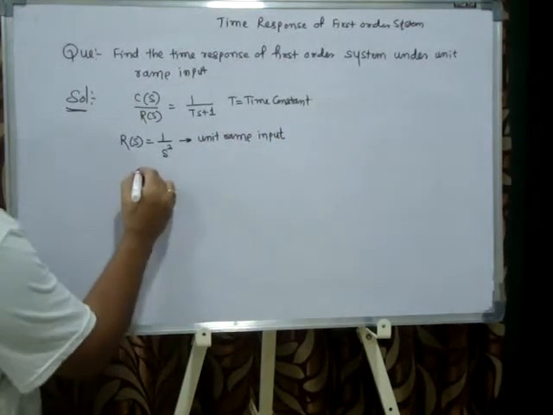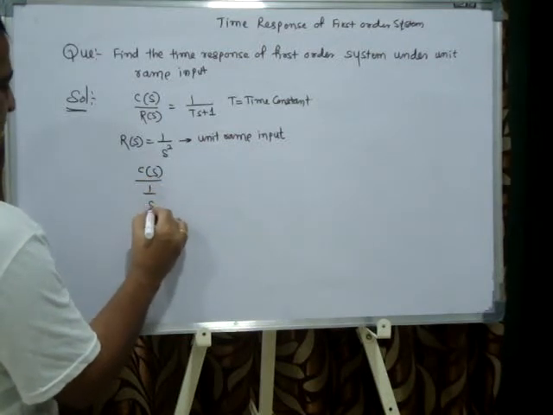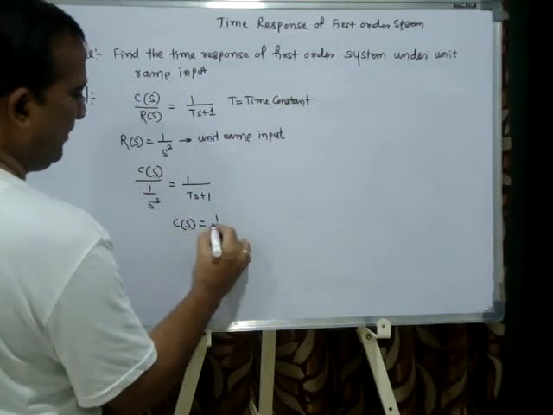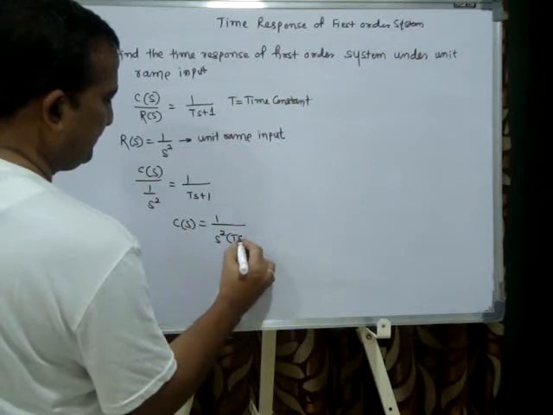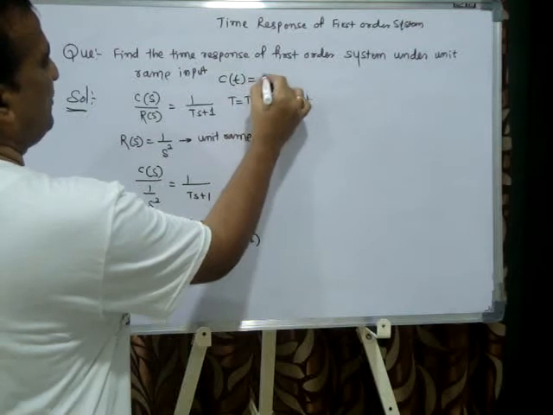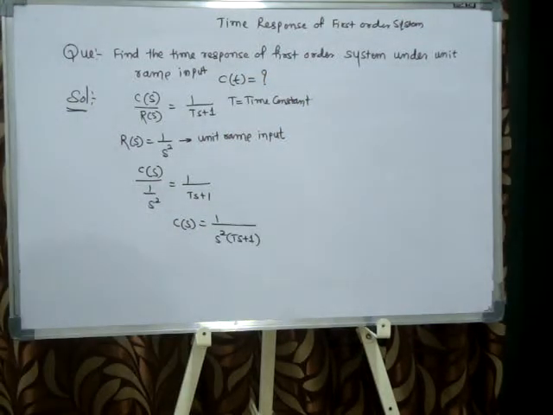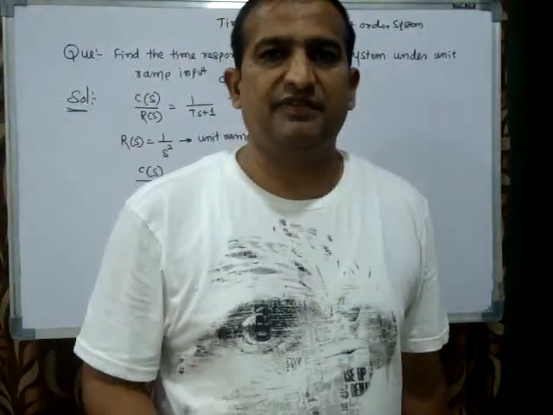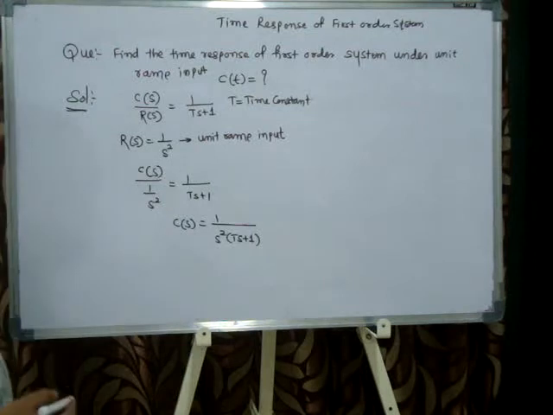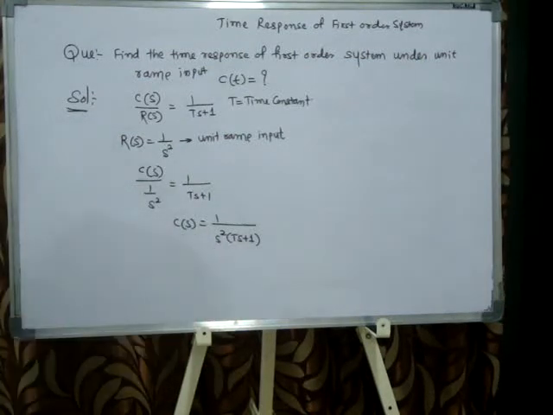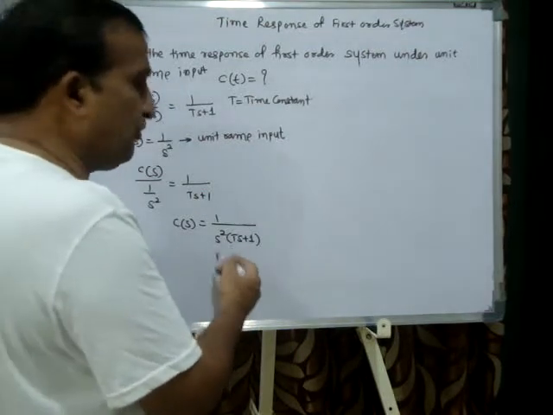Okay. So now I'll substitute 1 by s square. What am I supposed to find? C of t, time response of first order system. Now C of s is there. How to convert C of s into C of t? I have to take inverse Laplace. But for inverse Laplace, the term should be in addition form, not multiplication form. How to convert the multiplication form into addition form?